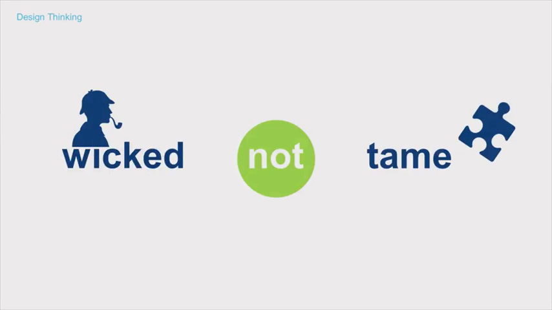With tame problems, we start with good agreement about the definition of what the problem is. We often have fairly relevant data, and we can determine cause and effect, and so we can successfully use linear processes and existing data to come up with an answer. None of these conditions apply to wicked problems.